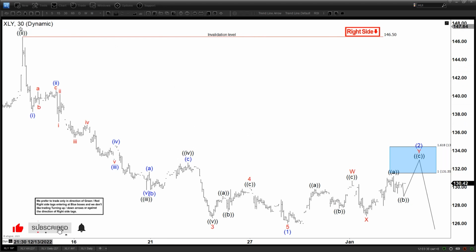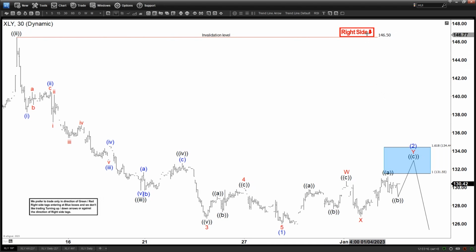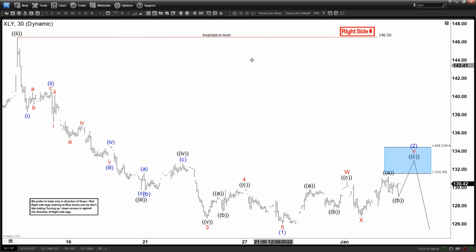Today we are looking at the consumer discretionary ETF. This is XLY. Right here we have wave 1 in the intermediate degree ended at this low around 126. Then wave 2 right now is in progress here.